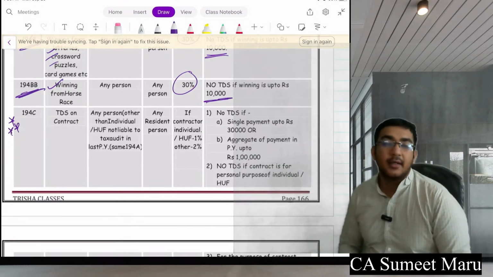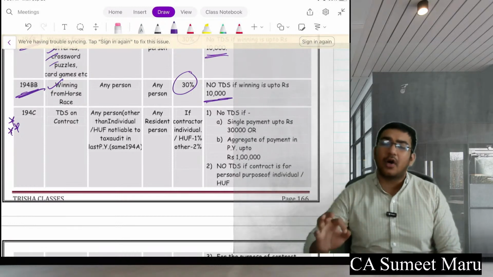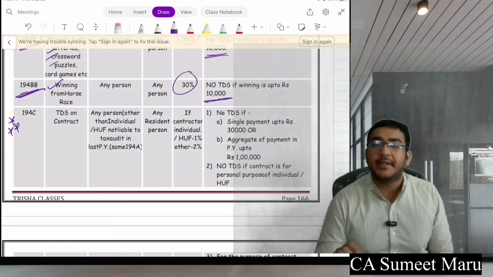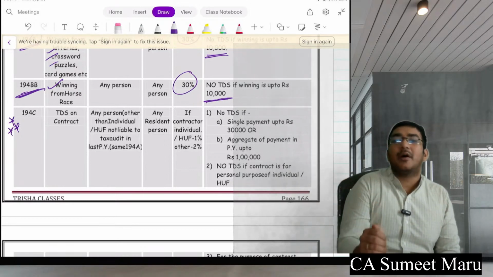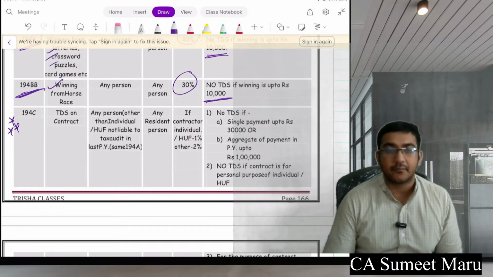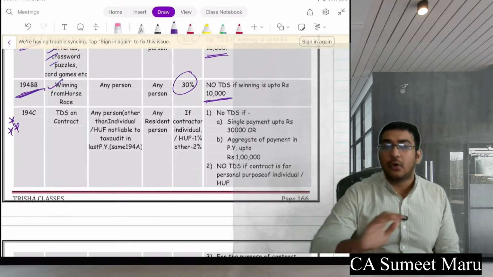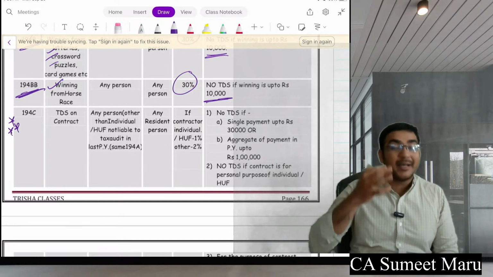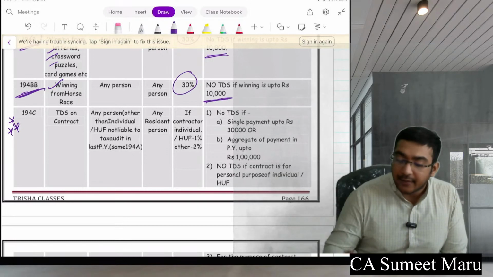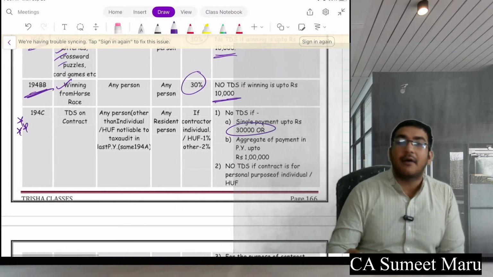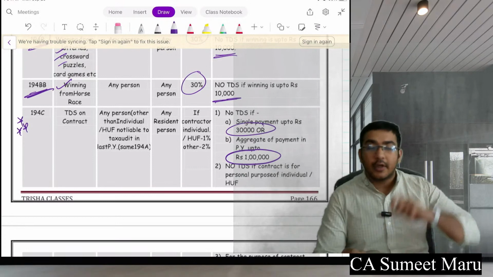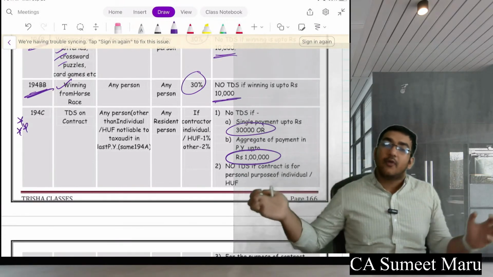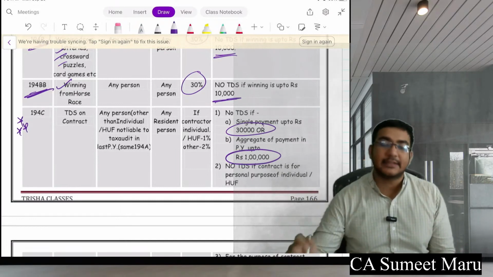For example, if I am buying a normal AC worth 50,000, 1 lakh, 10 lakh, 20 lakh for my office, no TDS. But if I am customizing an AC for my office, TDS would be there. If I am buying ready-made furniture, no TDS. But if I am customizing furniture for my office, custom making it, then TDS would be there. Limit for this section is single payment 30,000 and yearly payment 1 lakh. So if a single invoice goes above 30,000, TDS has to be done. If all invoices together go above 1 lakh, TDS has to be done.